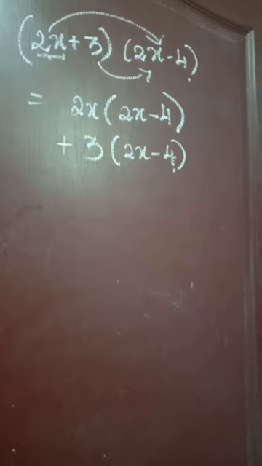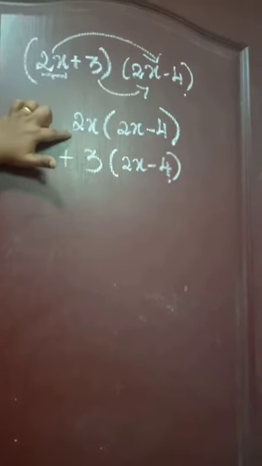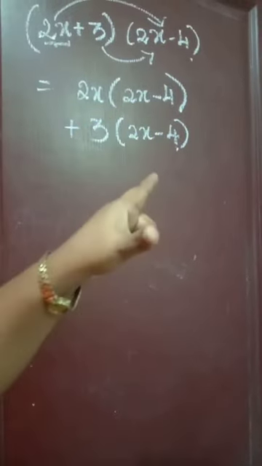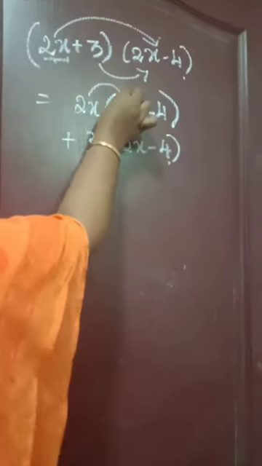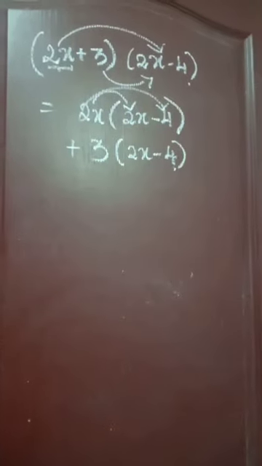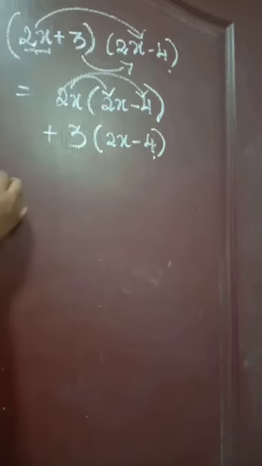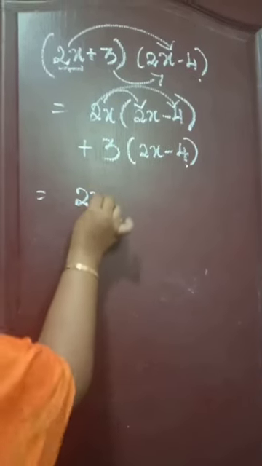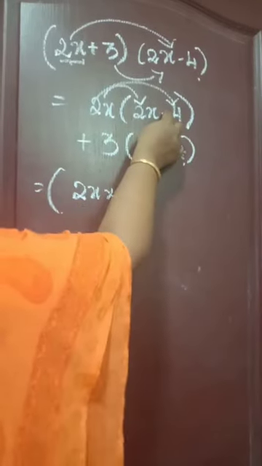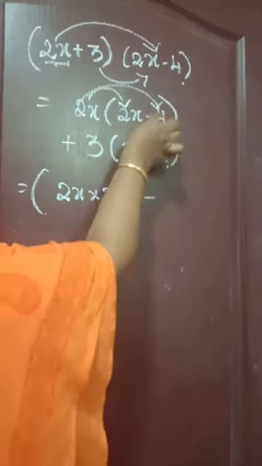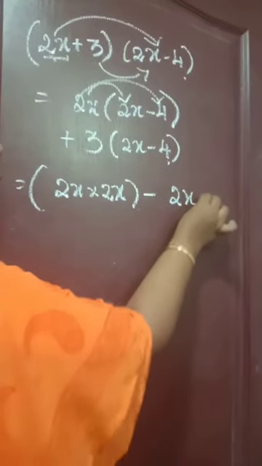Next, listen. Last class we saw about this: multiplying a monomial with a binomial using the distributive property. Shall you recall that? Yes. So multiply 2x by the first term, next multiply 2x by the second term. So 2x into 2x. Next, here minus is there, so minus 2x into 4.